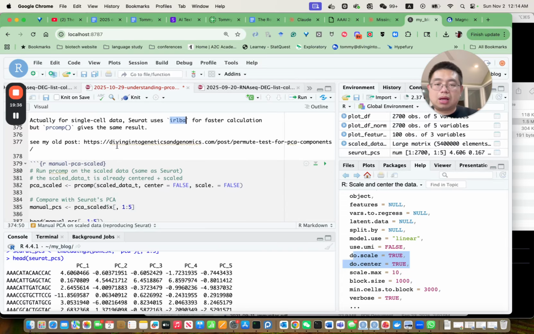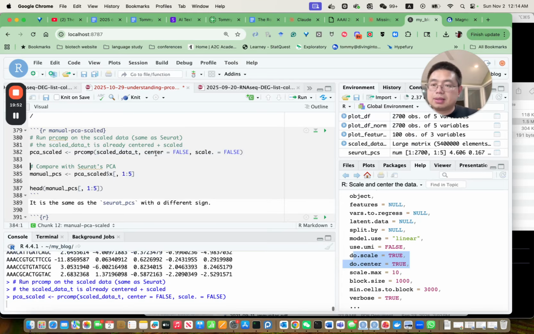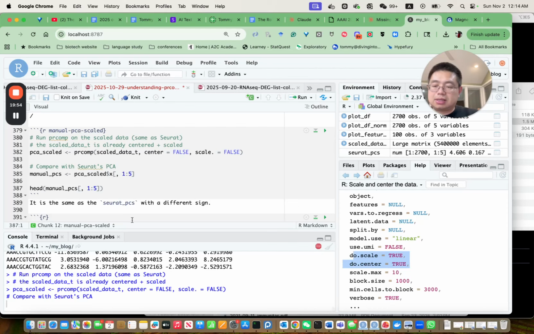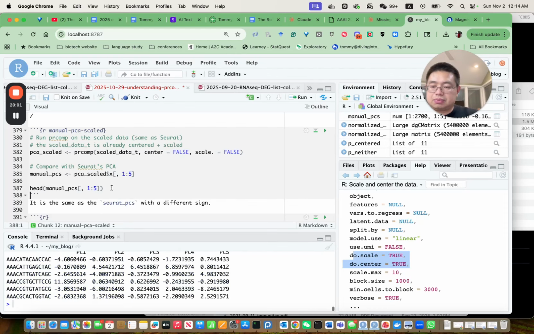And I have an old blog post here you can read for details. Okay, let's calculate the principal components by ourselves using the scaled data transposed. Because it's already scaled, we have to put center equals FALSE and scale equals FALSE. And then let's take a look at the first 5 principal components here, and look at the first 6 rows here.